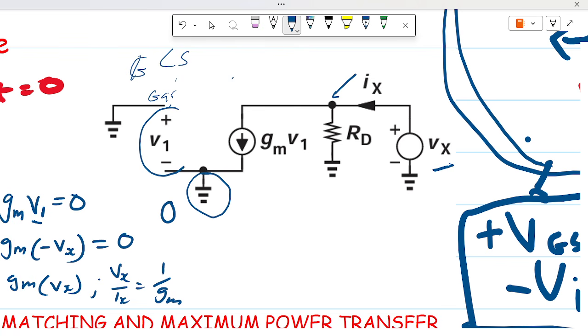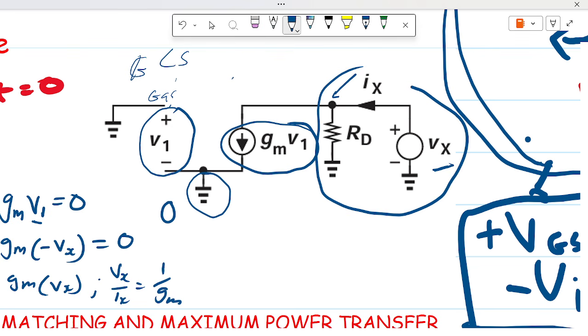Now you see Vx has to be 0, V1 has to be 0, then it means this one too would have to be 0. Then that tells us that if you look at this, Vx over Ix definitely has to be Rd, and that will be the output impedance for the common gate stage.